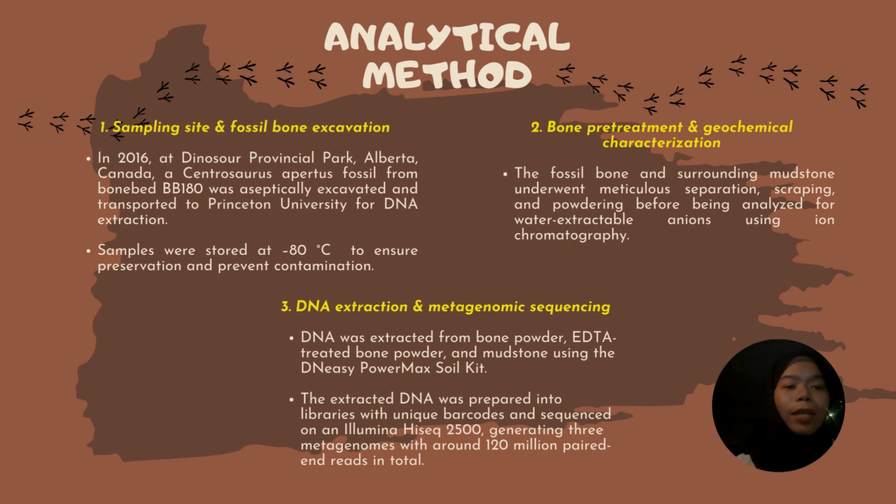Number 3, DNA extractions and metagenomic sequencing. DNA was extracted from bone powder, EDTA-treated bone powder, and mudstone using the DNeasy PowerMax soil kit. The extracted DNA was prepared into libraries with unique barcodes and sequenced on Illumina HiSeq 2500, generating three metagenomes with around 120 million paired-end reads in total.